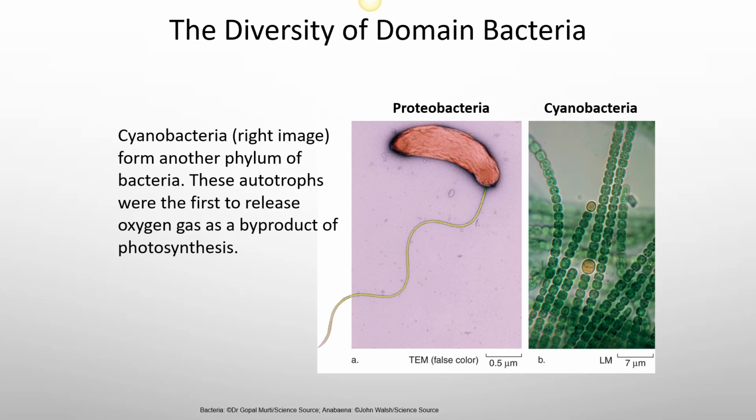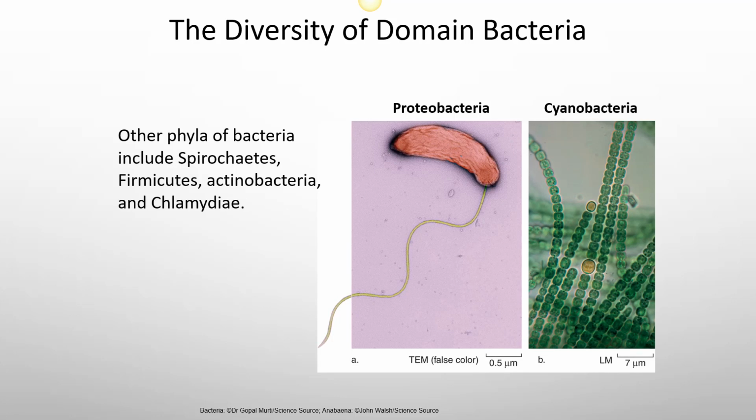Cyanobacteria form another phylum of bacteria. These are autotrophs, and they were the first to release oxygen gas as a byproduct of photosynthesis. So cyanobacteria colonized the earth, or kind of filled the earth with oxygen gas. Other phyla of bacteria include spirochetes, firmicutes, actinobacteria, and chlamydiae.